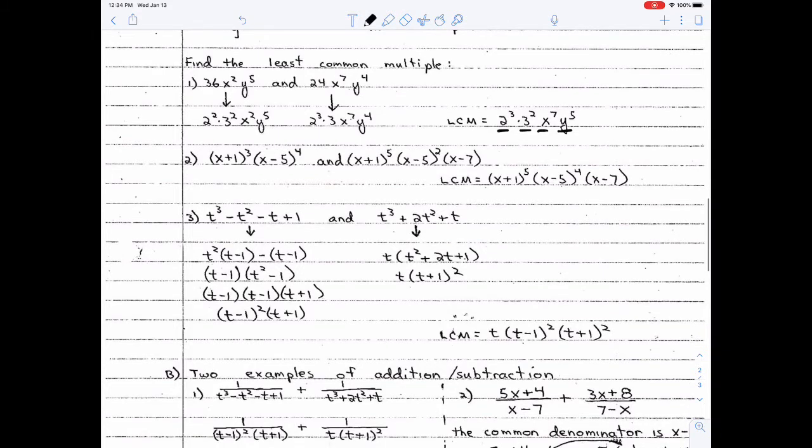Okay, this one. X plus 1 cubed times x minus 5 quantity to the 4th. And then the other one would be x plus 1 raised to the 5th, x minus 5 quantity squared, and x minus 7. So we write down everything we see. There's an x plus 1, an x minus 5, and an x minus 7. What's the largest exponent for x plus 1? 5. What's the largest exponent for x minus 5? 4. And then the x minus 7 is just to the first power.